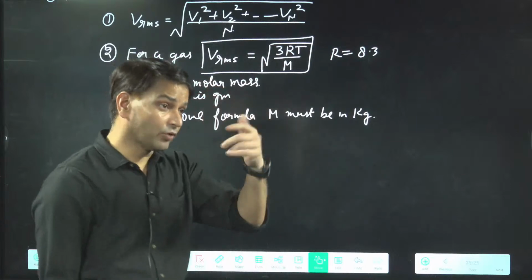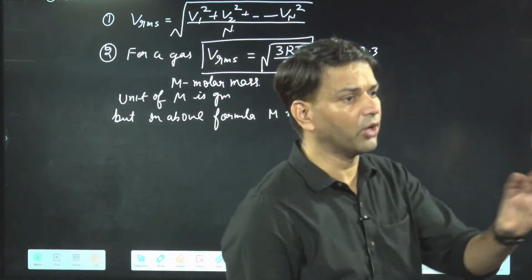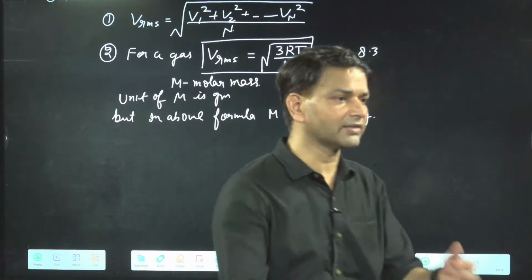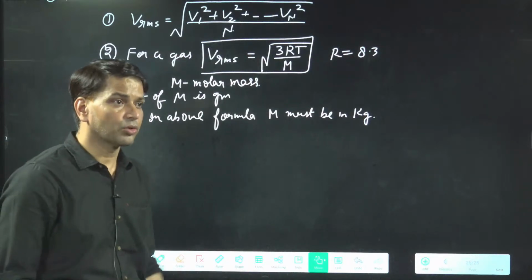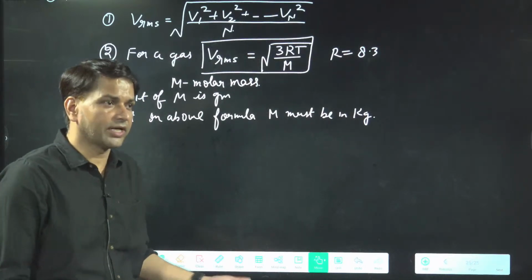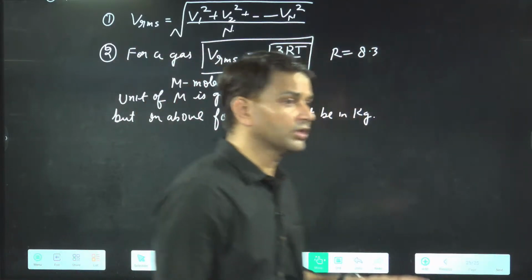But suppose they have not mentioned the name of the gas. They have given the mass of the molecule. The mass of a molecule of a gas is this. What is the RMS speed? They have not mentioned the name, so we don't know the molar mass. So what we will do? The mass of the molecule they have given.